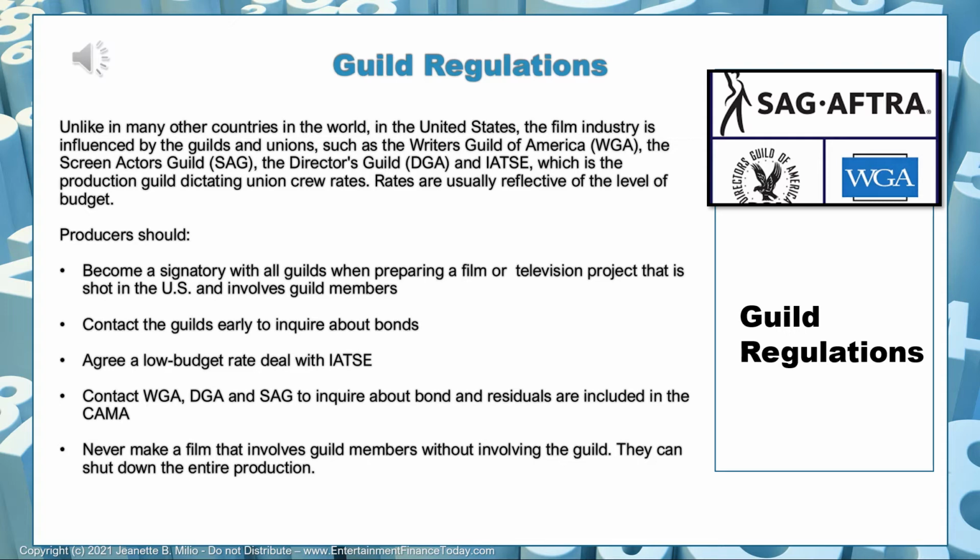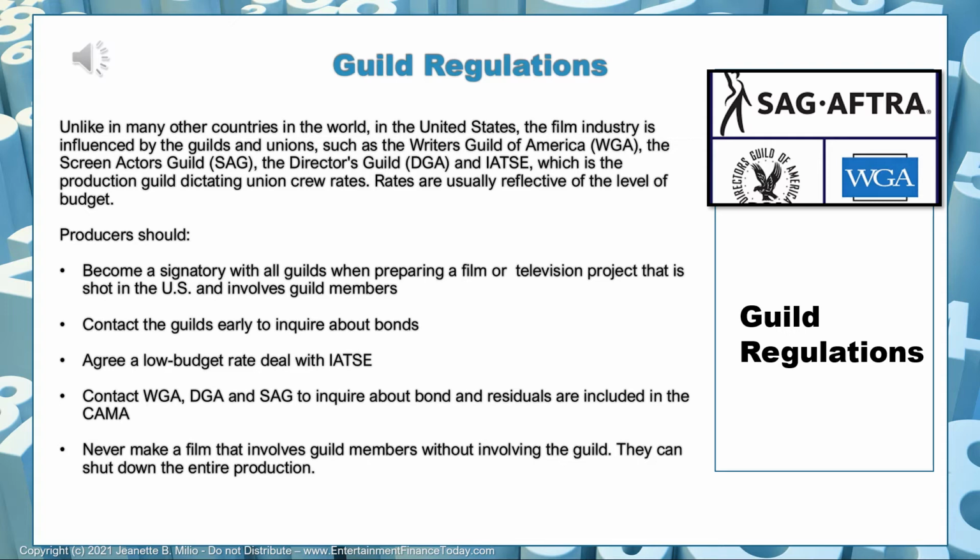And very often the union will talk to you about this and potentially lower the rates for their members. You would contact the guilds early on to inquire about any kind of bond that they want. If they want you to prepay a guild bond to them, which basically helps pay their members and make sure their members are paid, that would be something to negotiate with them and to see if they would agree to a lower amount, because it's in advance of what the guild members would be paid.